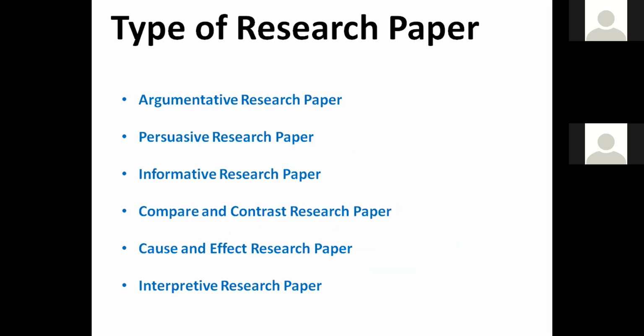So there are various types of research paper: argumentative research paper, persuasive research paper, informative research paper, compare and contrast research paper, cause and effect research paper, interpretive research paper. As the name suggests, you may get the idea of what will be there in the research paper. But let's see how to organize the content into a specific type of paper, or how to identify which category a paper comes under. So let's begin with this.